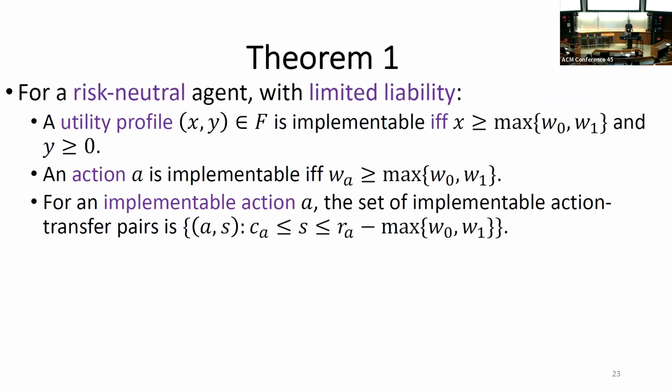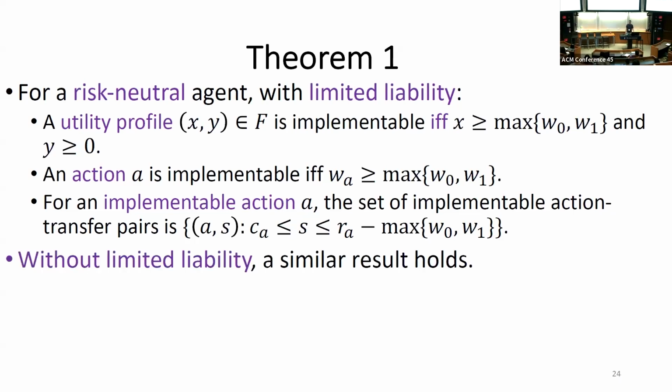So for a risk-neutral agent with limited liability, the utility profile (X, Y) is implementable if and only if X is at least as high as the welfare of the default action and the least costly action, and Y is non-negative. And we can also derive a simple condition for implementability of action and expected transfer, but we're not going to discuss it.